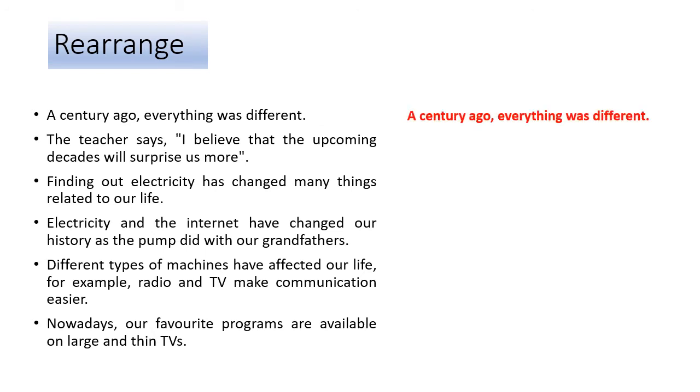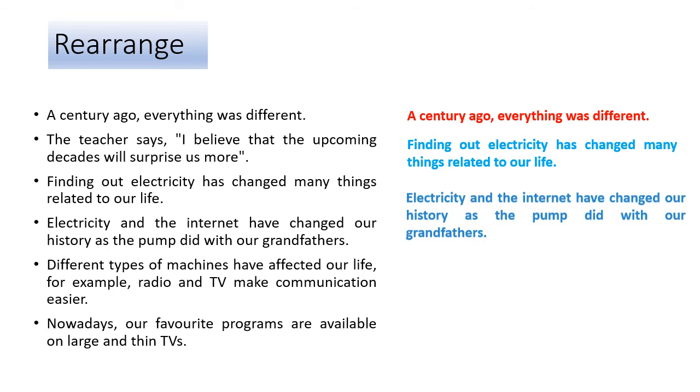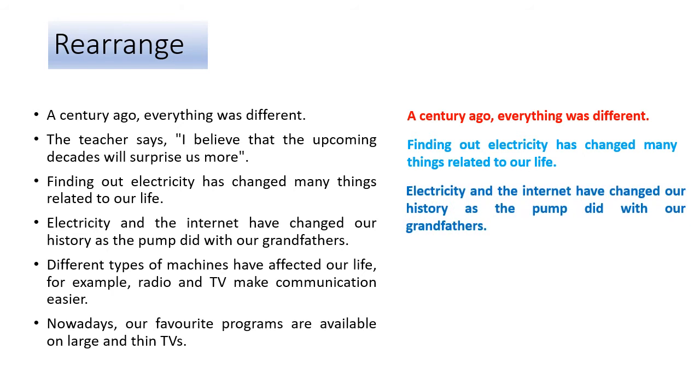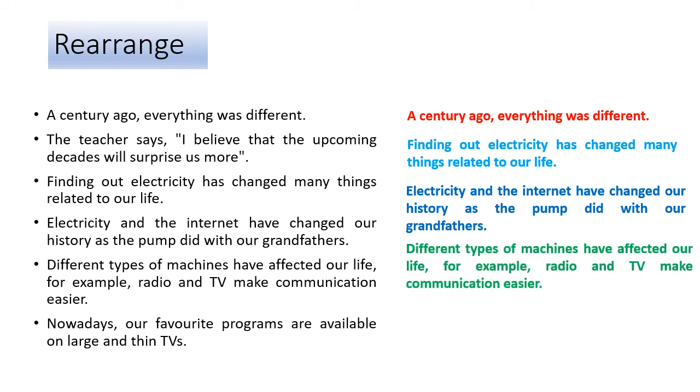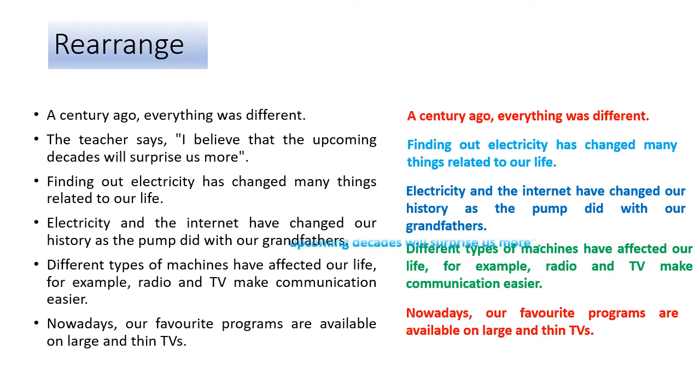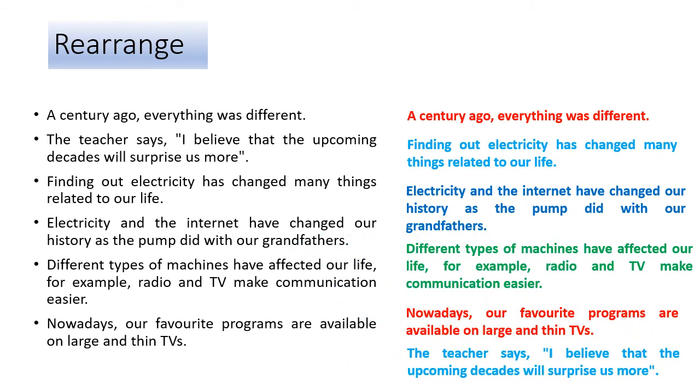A century ago, everything was different. Finding out electricity has changed many things related to our life. Electricity and the internet have changed our history as the bomb did with our grandfathers. Different types of machine have affected our life. For example, radio and TV make communication easier. Nowadays, our favorite program are available on large and thin TVs. And the last sentence, the teacher says, I believe that the upcoming decades will surprise us more.